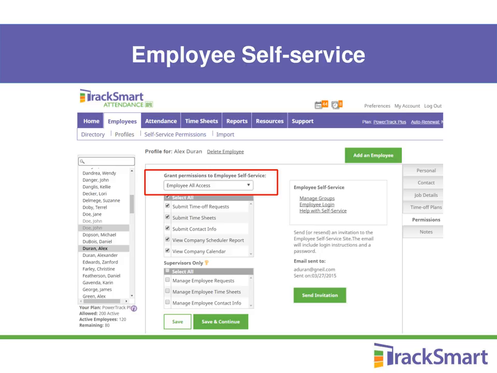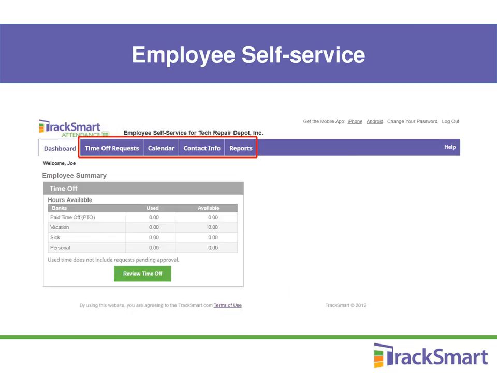If you want to limit an employee's self-service access, select the individual features listed in the list box below the Grant Permissions to Employee Self-Service dropdown. You may choose to allow employees to submit time-off requests, submit timesheets, update their contact information, and even run some reports. In this example, this employee only has the ability to submit time-off requests, view the company calendar, update their contact information, and run reports.